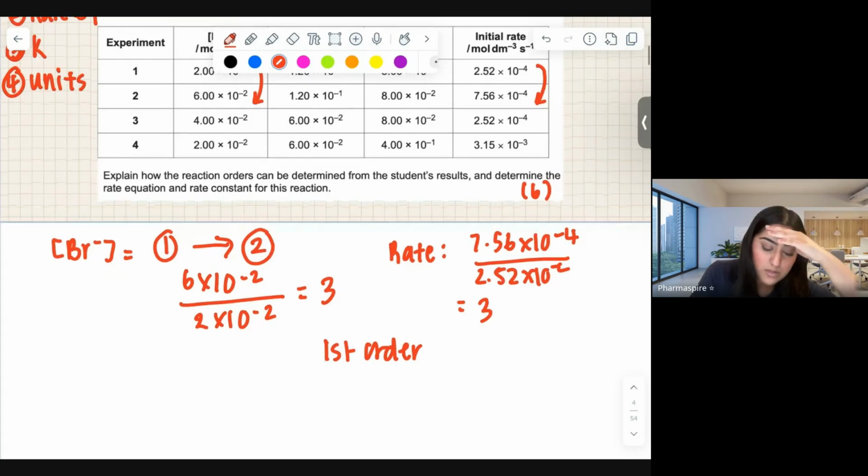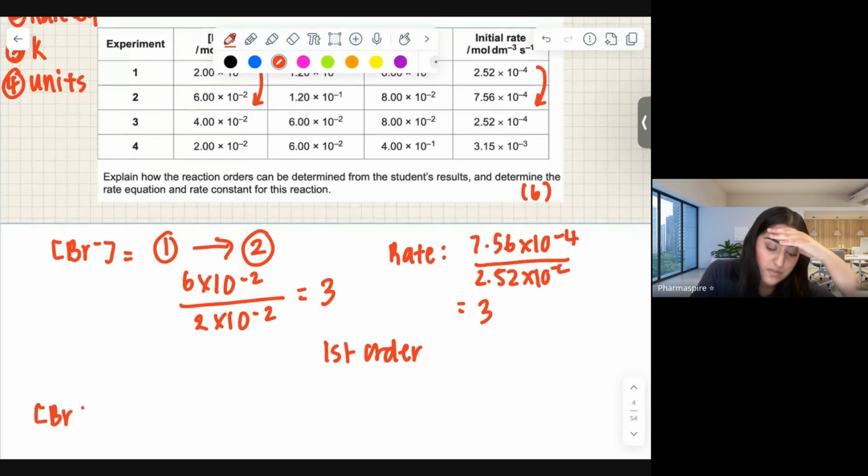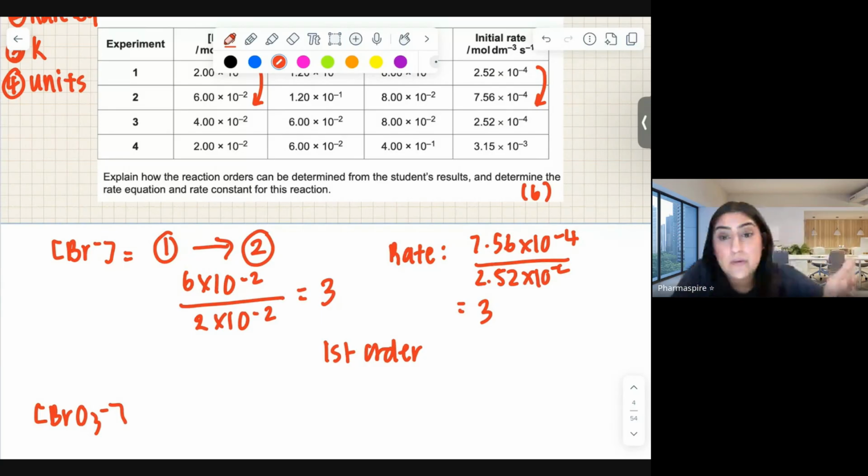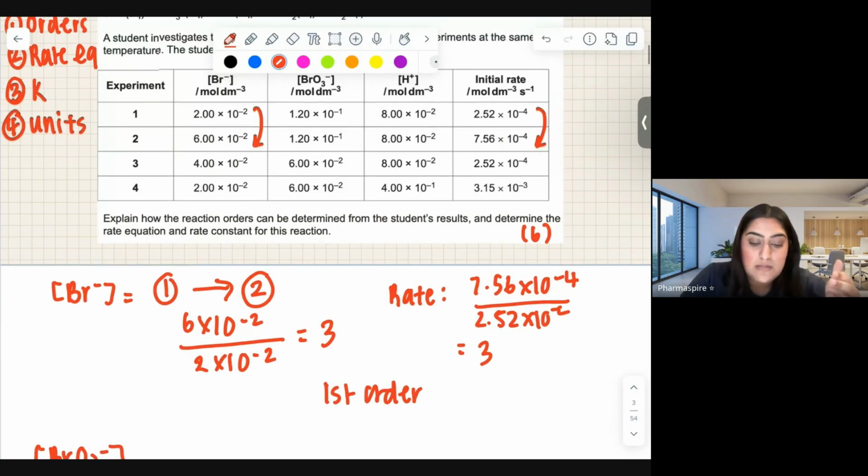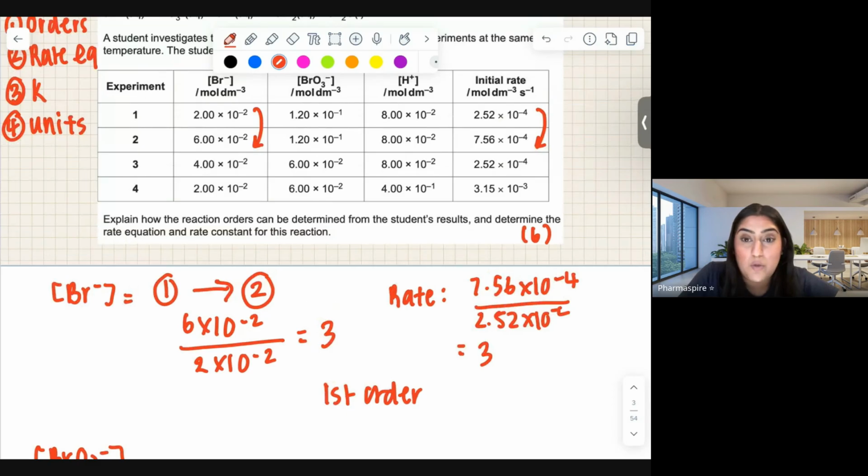So then we've got to work out the next one. So it's a bit harder from this point on. And this is where people get confused, okay? So same things. I'm going to compare experiments 1 to 3. I kind of explained why, but if you look at 1 to 2, there's no difference between them, is there? So I'm going to go from 1 to 3, and that's why I chose that, okay?